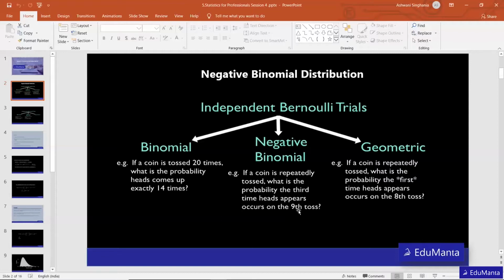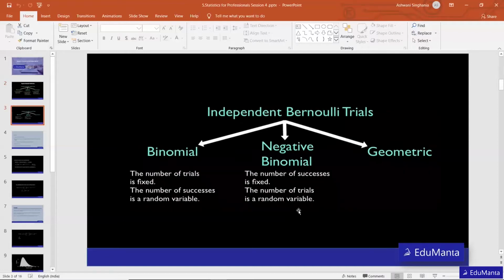I hope it is clear to you what is fixed and what is variable in binomial, and what is fixed and what is variable in negative binomial. Let's move forward and further understand. The number of trials is fixed in binomial. The number of successes is a random variable in this case. So this is how it is going to look.